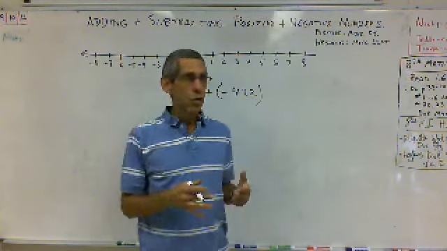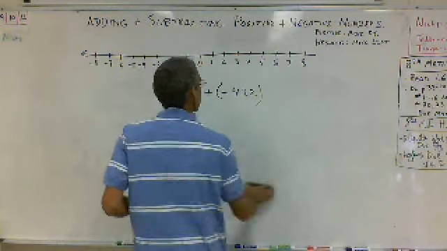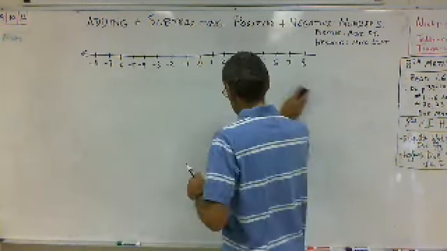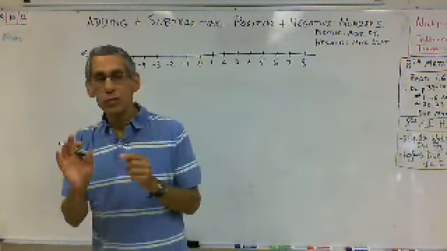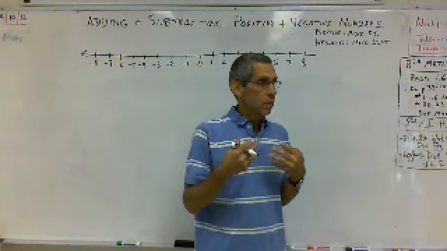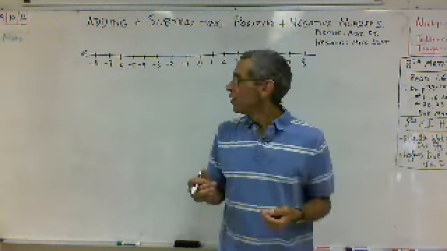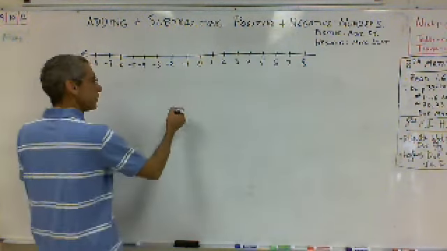So I have to find a method that works, okay? The method that works without using this number line. So let's start small and see if we can see patterns, because that's what mathematicians do. They look for patterns, right? Okay, let's try it.